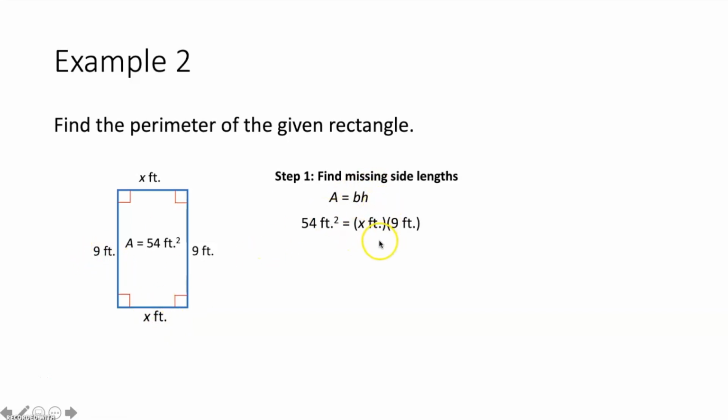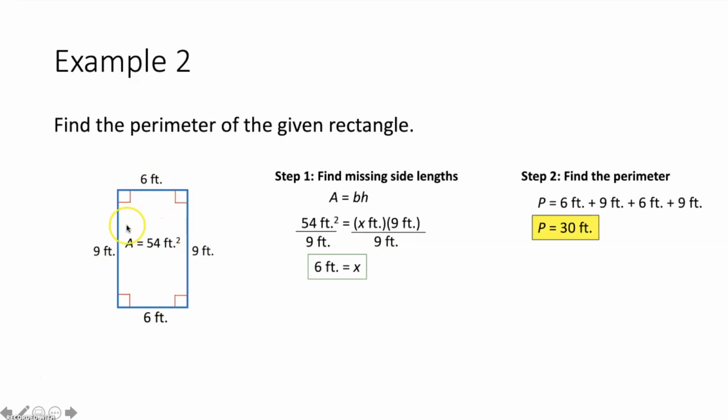We then can solve for x by dividing both sides by 9 feet, and we end up getting x is equal to 6 feet, meaning these two side lengths of our rectangle are 6 feet. So in order to find the perimeter, all we have to do is add up the length of each side in our rectangle, and we get that the perimeter of this rectangle is 30 feet.